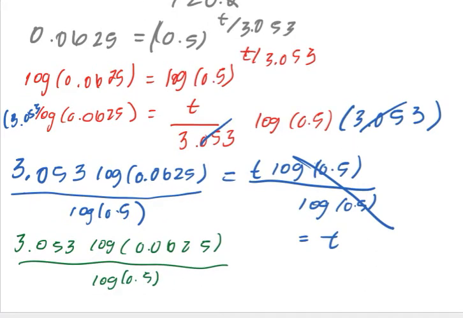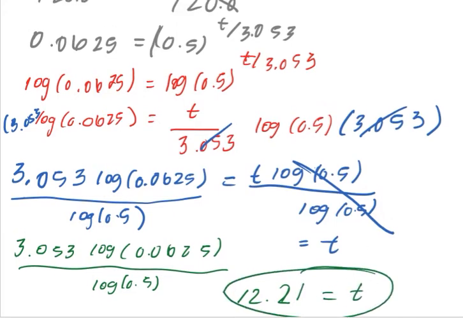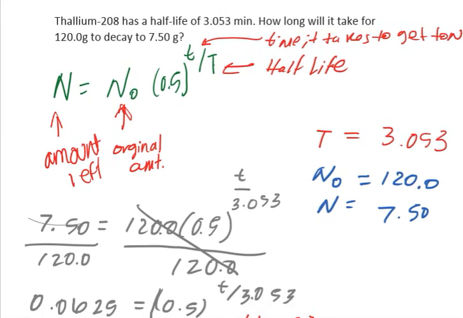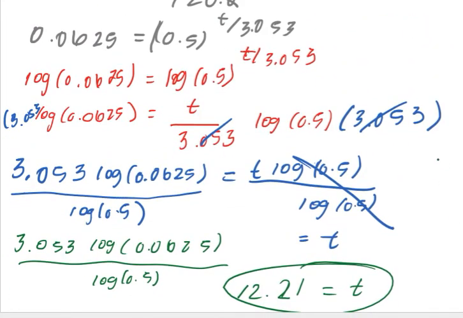And you can use your calculators from here. We'll get 3.053 times the log of 0.0625, and then you should get negative 3.676. Divide that by the log of 0.5, and you will get 12.21 is equal to t. This tells you that it'll take 12.21 minutes in order for this to decay to this. And this is the work here. If you don't have it, you can rewind it and pause the video here or whatever you like.